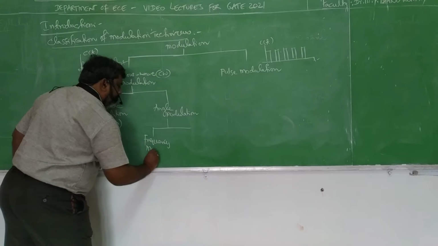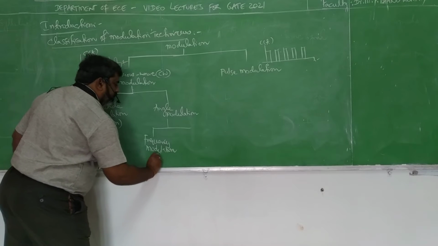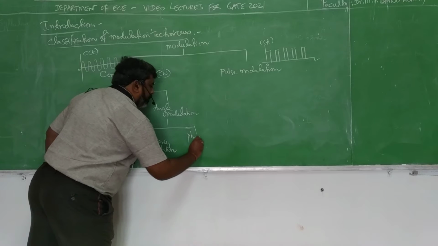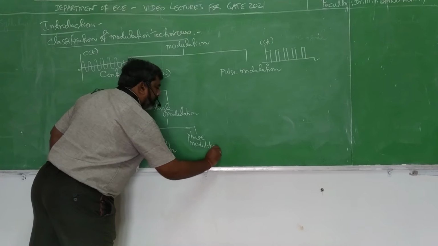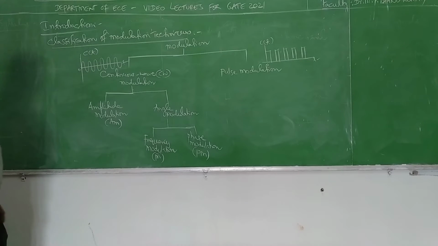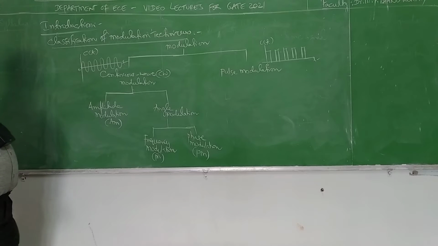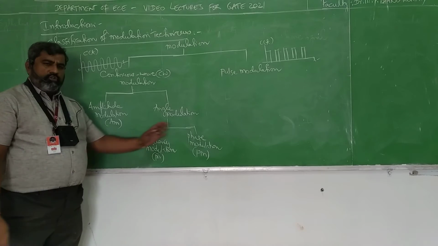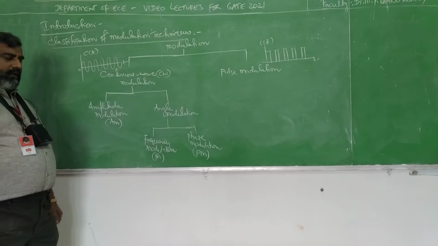frequency modulation. In short, this is called FM. And the other one is phase modulation. That is called PM. So these two modulation techniques are together called angle modulation techniques. Why are we doing these two together? That is the question that normally arises.